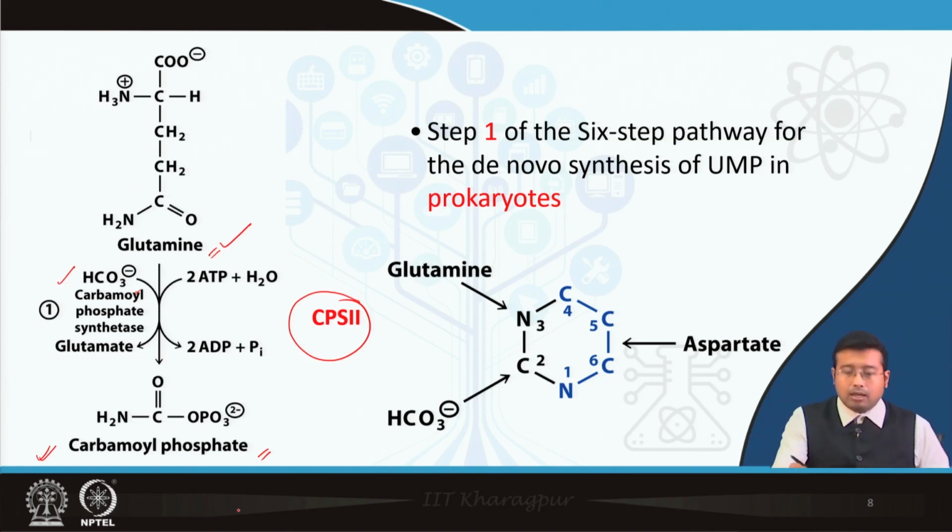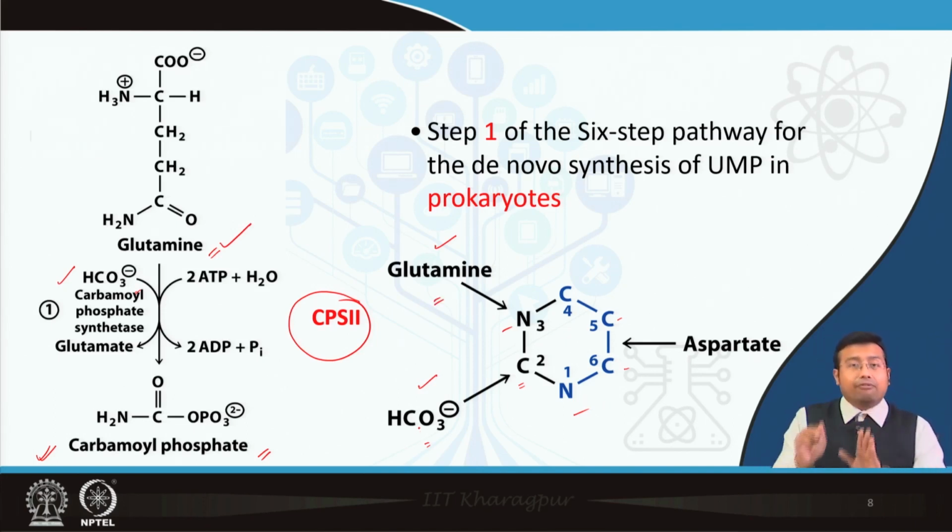So, basically we can say that the immediate precursor of this nitrogen and carbon is not glutamine and carbon dioxide or bicarbonate, it is actually carbamoyl phosphate, all right. So, please remember it is actually carbamoyl phosphate and aspartate that are donating all these. In reality, the carbamoyl phosphate is again formed from glutamine and carbon dioxide or bicarbonate. So, you get the answer.